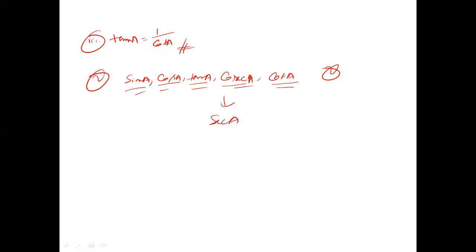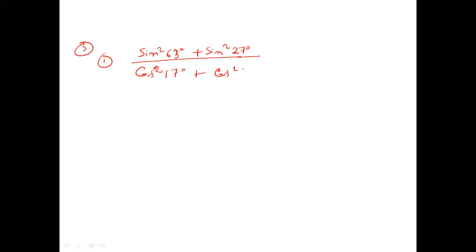Now see question number 3. All of you, now see question number 3. Question number 3 is on page number 193, exercise 8.4 of your chapter Introduction to Trigonometry. See page number 193. Question number 3, part 1. Evaluate sin square 63 degree plus sin square 27 degree, divided by cot square 17 degree plus cot square 73 degree. You have to evaluate this. Okay, we have to evaluate this.